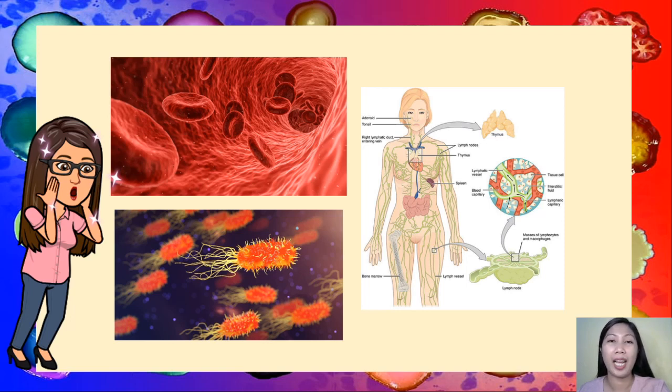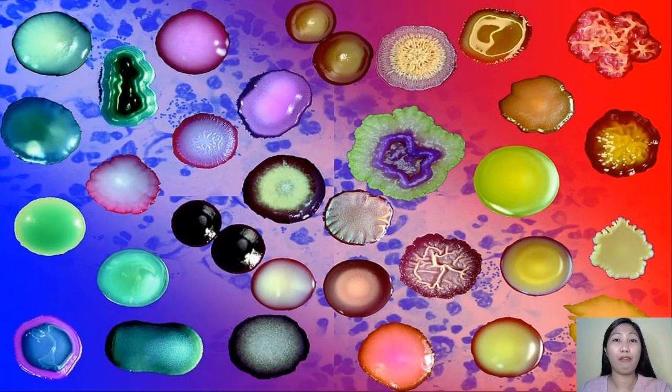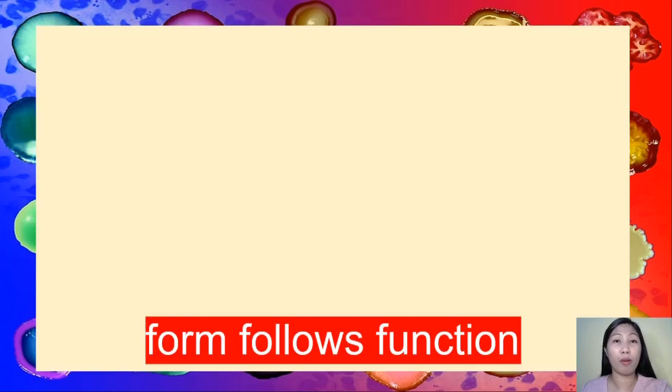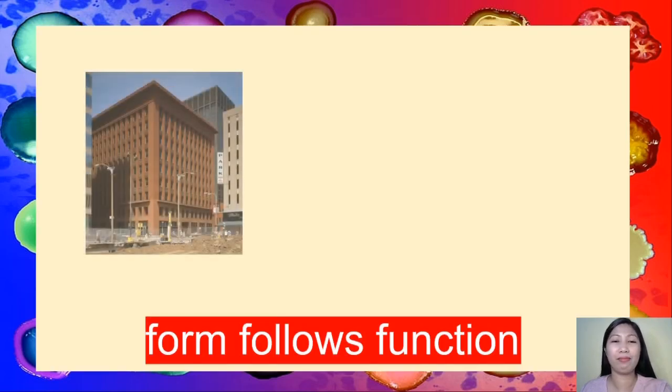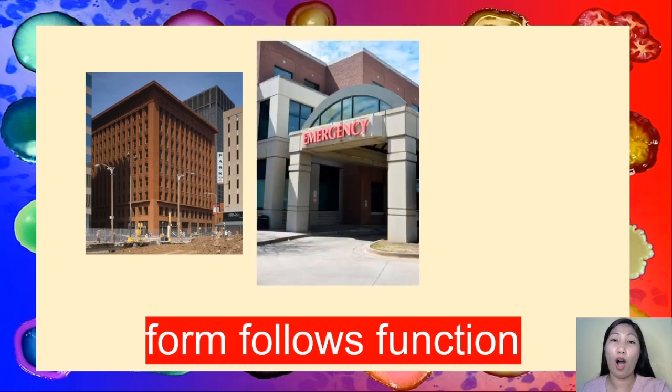Most cells are so tiny that we cannot see them using our naked eye. Therefore, scientists use microscopes to study cells. Have you ever heard this phrase? Form follows function. It's a philosophy practiced in many industries. In architecture, this means that buildings should be constructed to support the activities that will be carried out inside them. For example, a hospital should be built so that its emergency room is easily accessible.